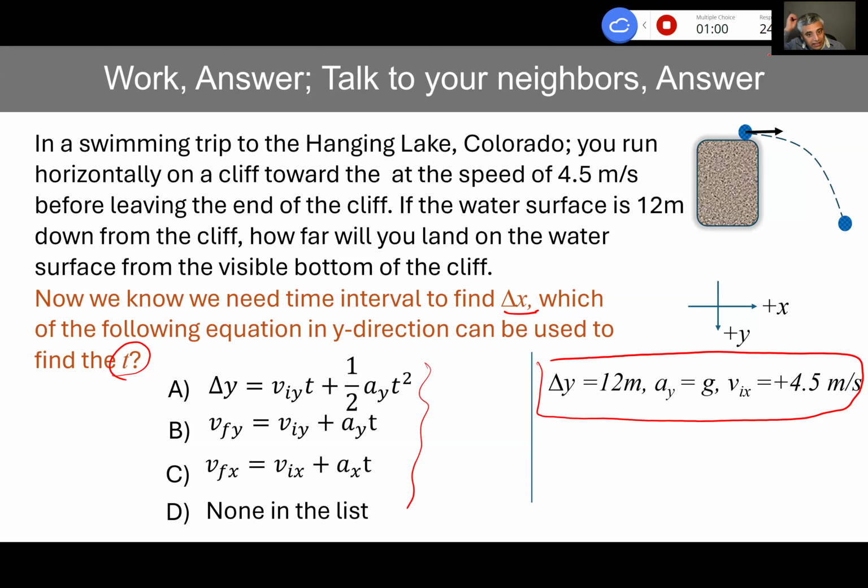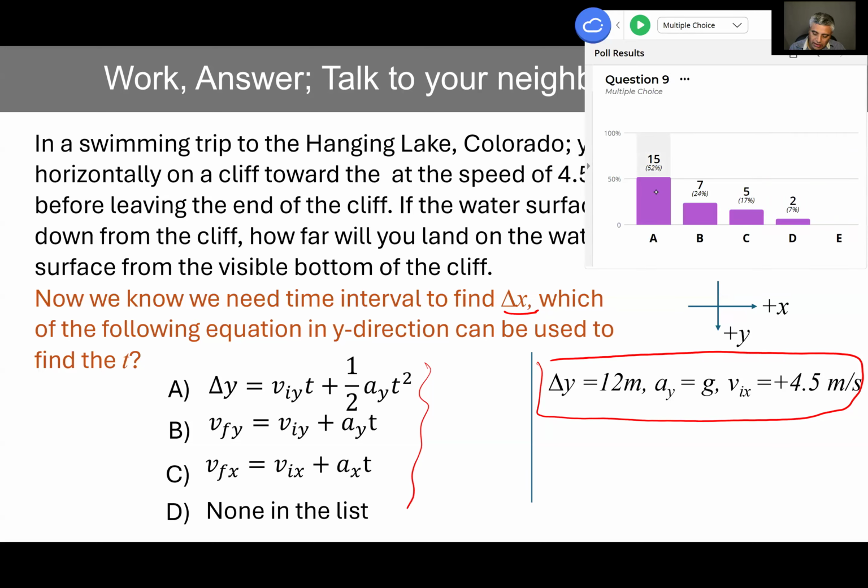30 more seconds. And 5 more seconds. 5, 4, 3, 2, 1, and it stops. Let's see what we got. Mostly A, and that is the correct answer.